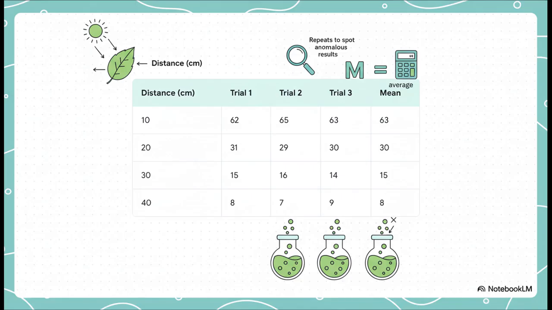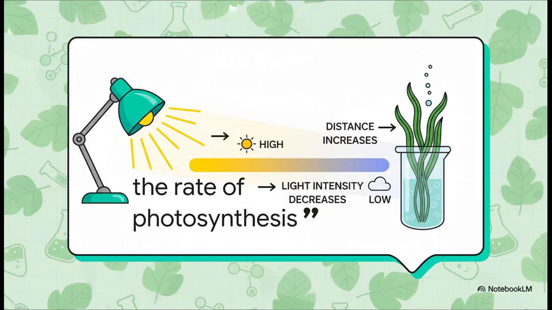Doing repeats and calculating a mean is just so important for making sure your results are reliable, and it also helps you spot any weird, anomalous results that just don't fit the pattern. The pattern you should see is usually pretty clear. As the lamp gets further and further away, the light that actually reaches the pondweed gets less and less intense, and this shows the relationship perfectly. Less light energy means a lower rate of photosynthesis, which we see as fewer oxygen bubbles being produced every minute.